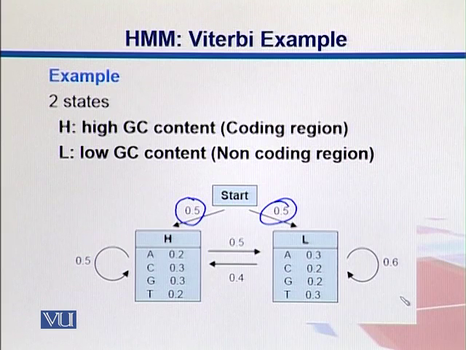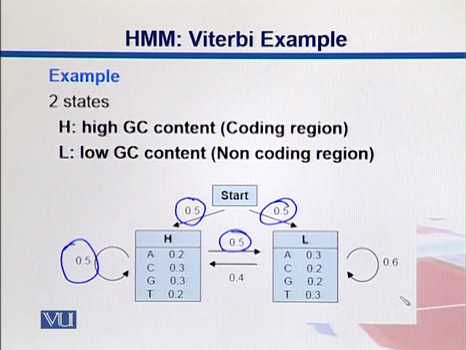and you can move in any direction. While you are in the high state, you can stay there 50% of the time, or you can move to the low state. While you are in the low state, you can stay there 60% of the time, and you can get back to state H 40% of the time. And within each state, which symbols you emit, your alphabet size is 4: A, C, G, T.